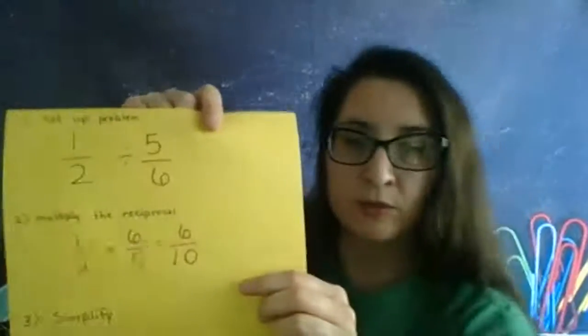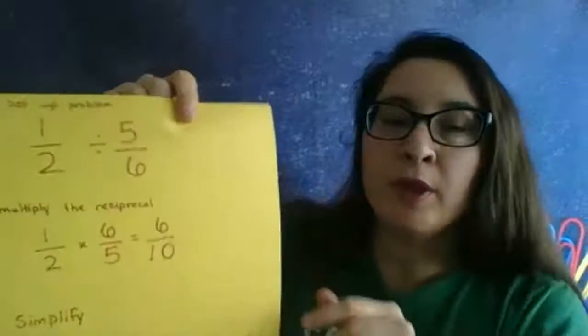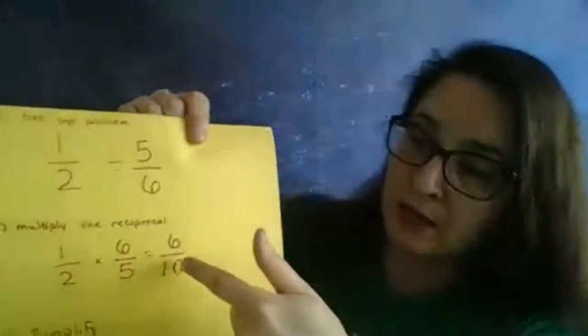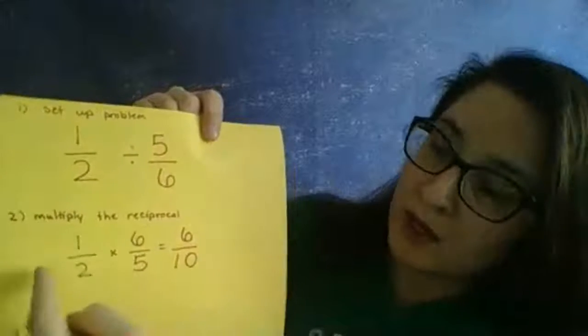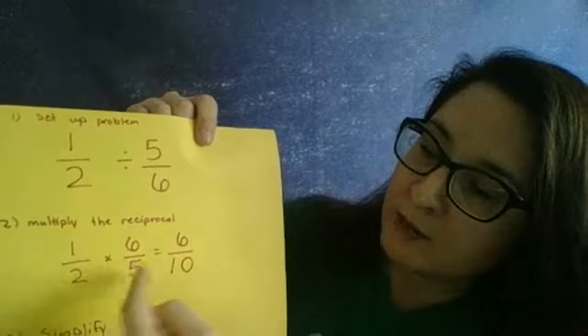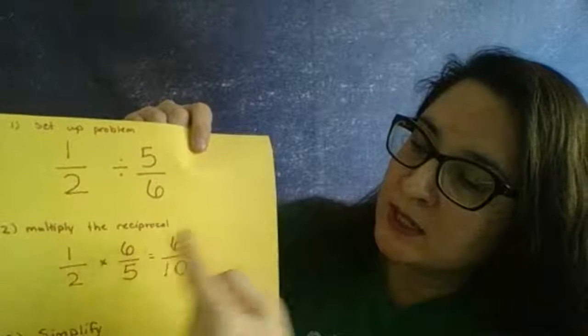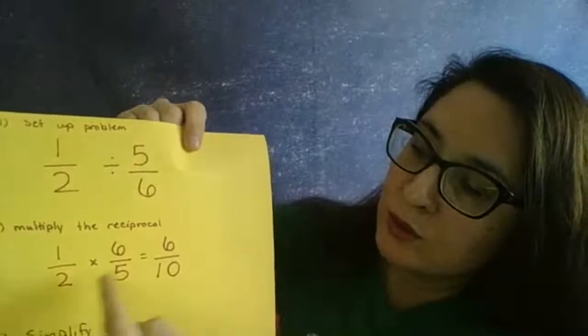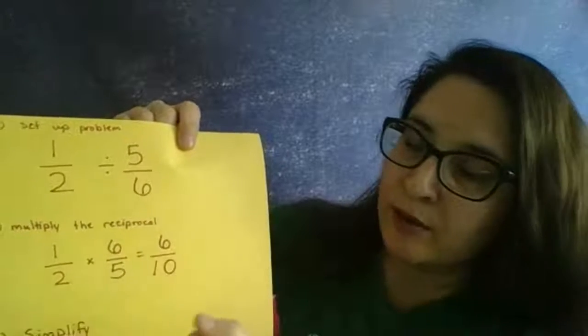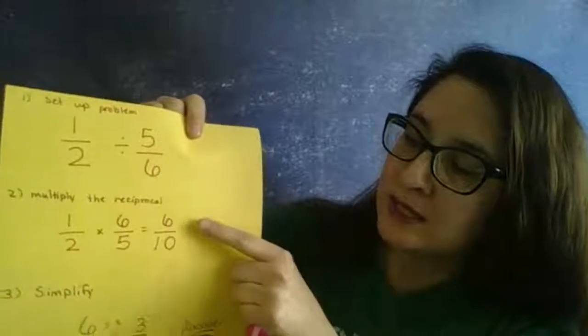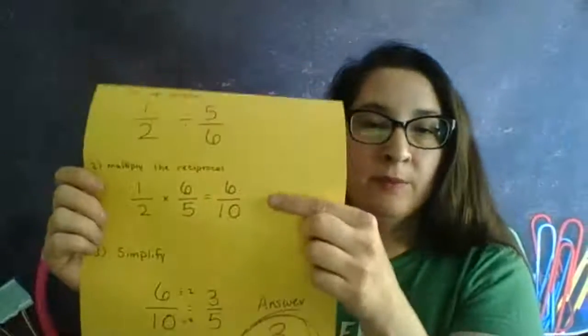I'm going to go to step 2. Step 2 is multiplying by the reciprocal. So I flip the second one. So now I have half times 6/5. So 1 times 6 is 6. 2 times 5 is 10. All right. So 6/10. Can we simplify that?